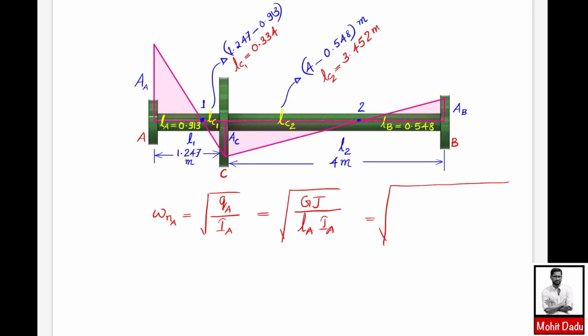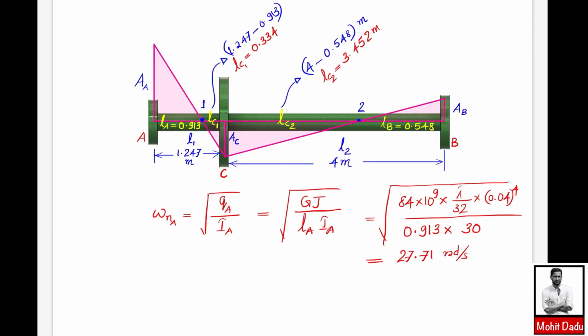The G value is given, which is the rigidity modulus, as 84 gigapascal. So you can write it as 84 into 10 raised to 9 into J, which is pi by 32 into D raised to 4. This shaft is of diameter 40 mm, so it is 0.04 raised to 4. The whole is divided by LA, which you have obtained after solving the quadratic equation, so it is 0.913, into the IA value given in the question, which is 30 kilogram meter square. If you solve this, you will get the value in radians per second, and the frequency will be around 27.71 radians per second. So this is the answer for this question.